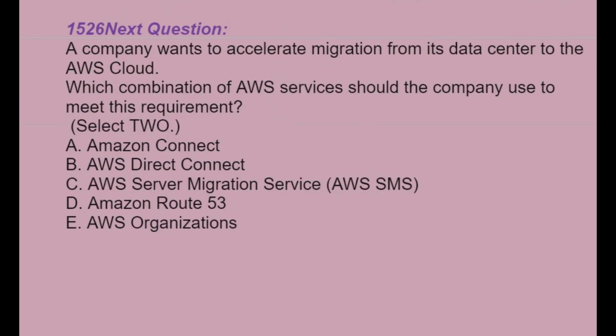Question is, a company wants to accelerate migration from its data center to the AWS cloud. Which combination of AWS services should the company use to meet this requirement? Select two options. Option A. Amazon Connect. Option B. AWS Direct Connect. Option C. AWS Server Migration Service AWS SMS. Option D. Amazon Route 53. Option E. AWS Organizations. Correct answer is option B and option C.